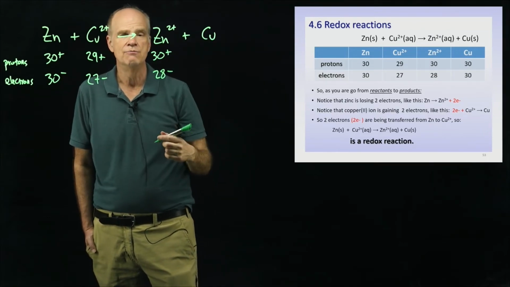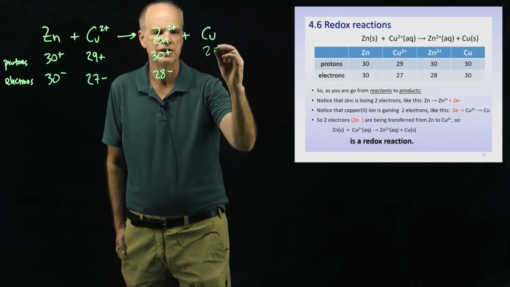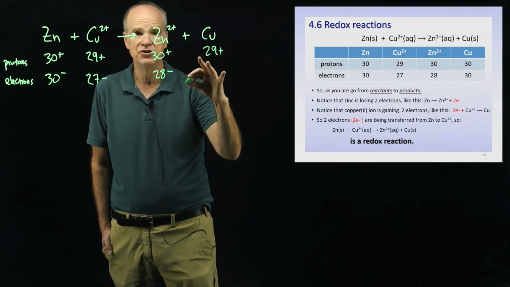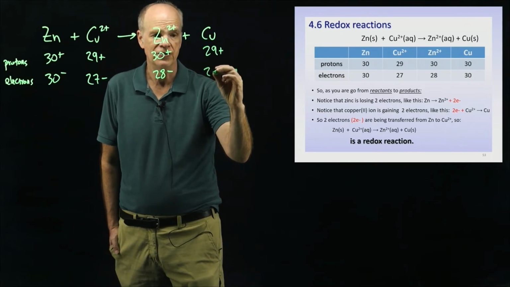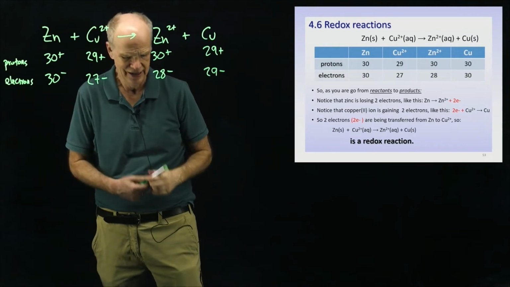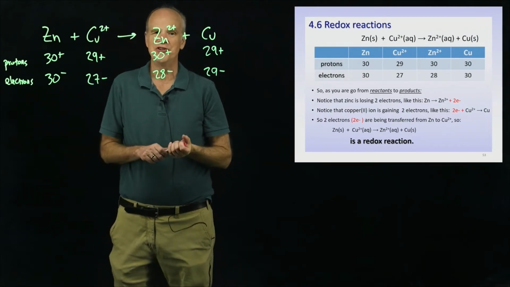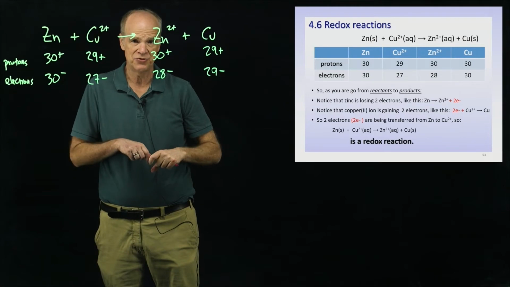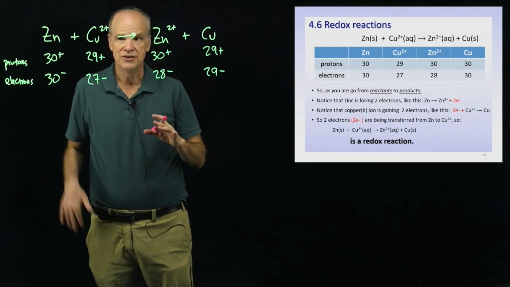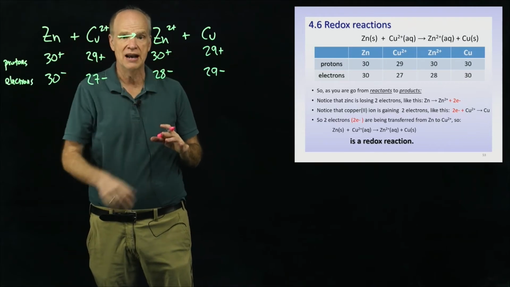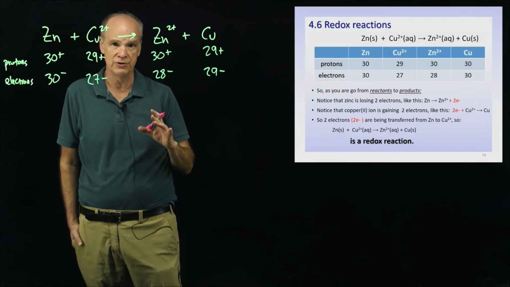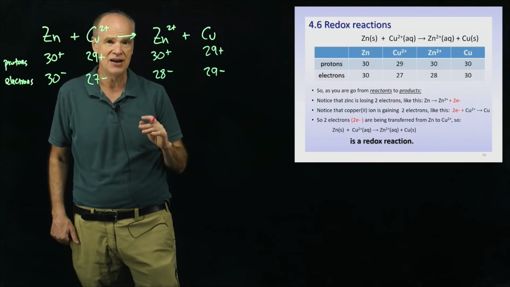The copper metal here is going to have 29 protons and 29 positive charges. And then this is the neutral copper metal, and so this is going to have 29 negative charges or electrons. Okay, so I'm hoping you can sort of see why this is considered a redox reaction. And I think if you look at this carefully, you can see that when you're going from reactants to products, you must have electrons being transferred from one reactant to another. So let's see how that's happening.